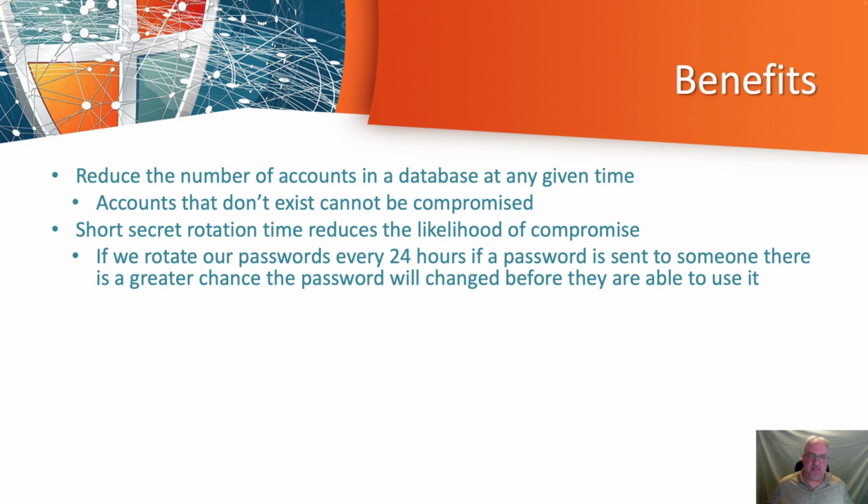Short secret rotation time reduces likelihood of compromise. So if we rotate our passwords every 24 hours, if somebody sends a password through email, right, they have a very short window to get in. I had someone accidentally one time paste an auth token into, like, MS Teams. And I was like, hey, thanks for doing that. I'm going to go revoke the token now. And so I went and revoked the token. We're good to go. I created a new one and asked them not to do that again. And that's a pretty easy fix.